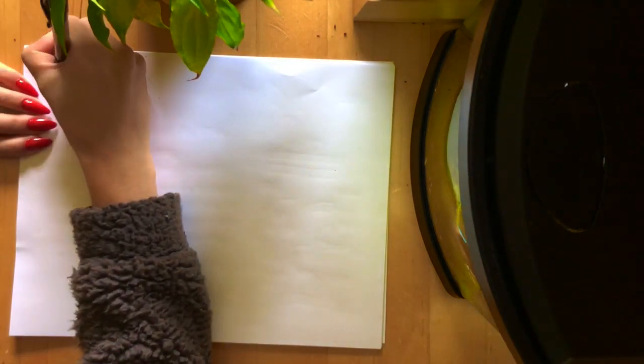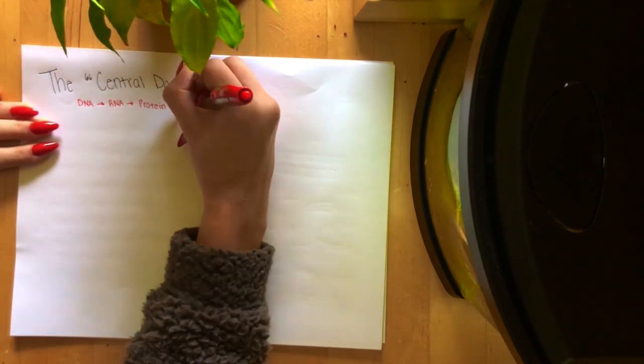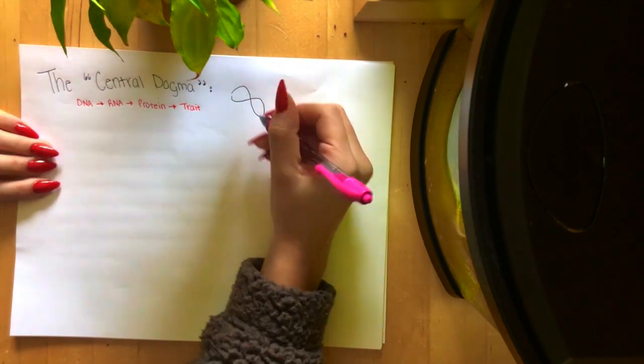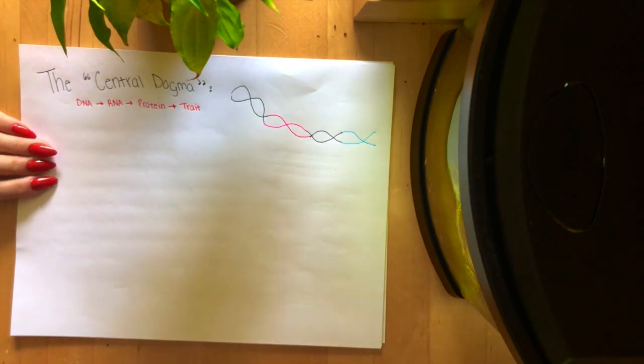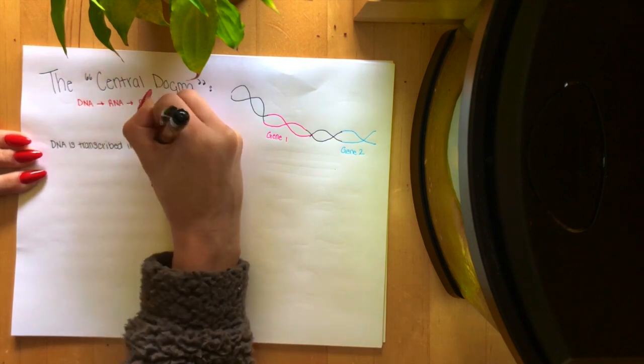The central dogma describes the flow of information in a cell. DNA goes to RNA, which goes to a protein that makes a trait. Each strand of DNA has multiple genes, and each codes for a different protein. First, DNA is transcribed into RNA.